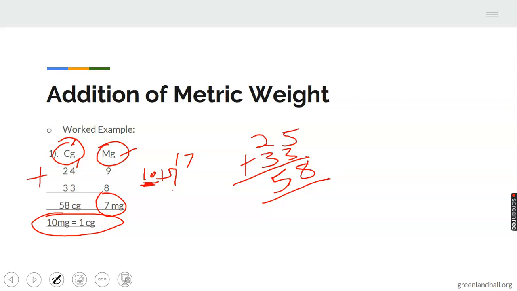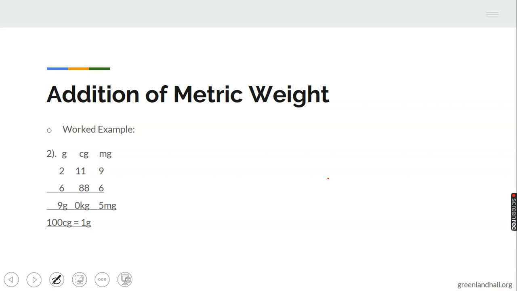The milligram, our answer is 17, but we cannot write all the 17 because once milligram gets to 10, we convert it to 1 centigram. You can see the formula here, and it is 17 that we have here. So we bring the 10 to centigram side and leave only the one that is not up to 10, which is 7. Is that taken? Okay, let's look at this other one.